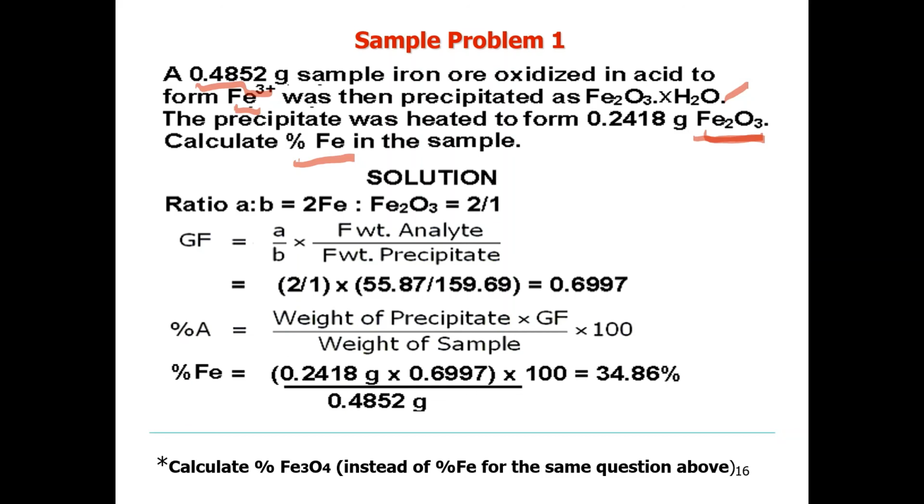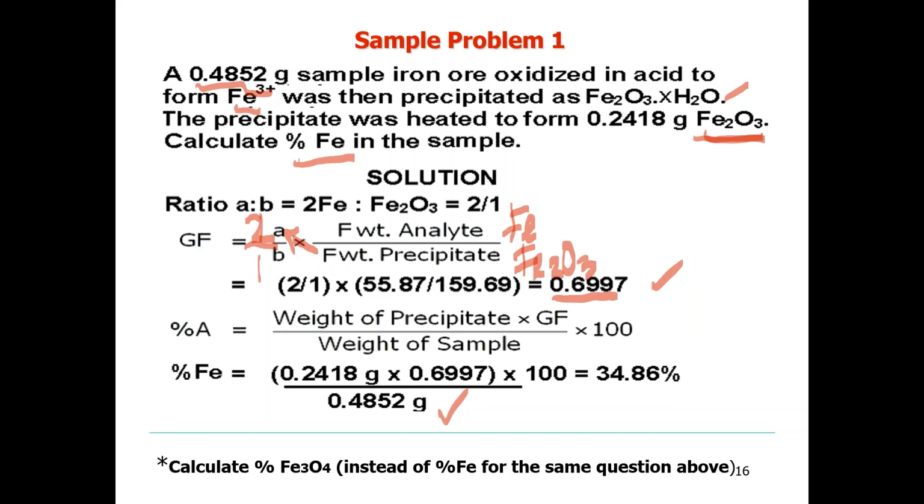If we put it into the gravimetric factor, the formula weight is of the analyte. What analyte? Fe. What is the precipitate? Fe2O3. Now what is the gravimetric factor? We go over here: this one is 2 and this one is 1. So 2 over 1 times the formula weight of Fe divided by the formula weight of Fe2O3. This gives you 0.6997. Then you put everything in the equation and divide by the weight of the sample, which gives 34.86%. That is the percent Fe.